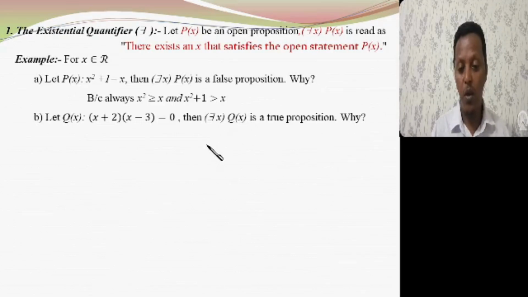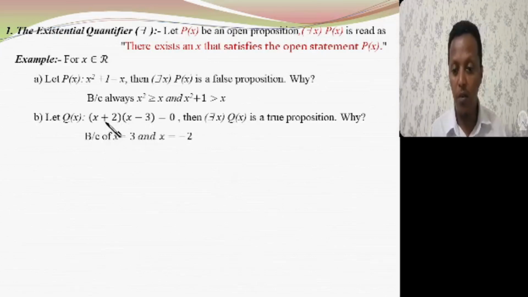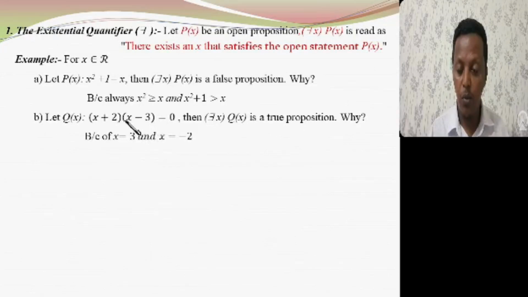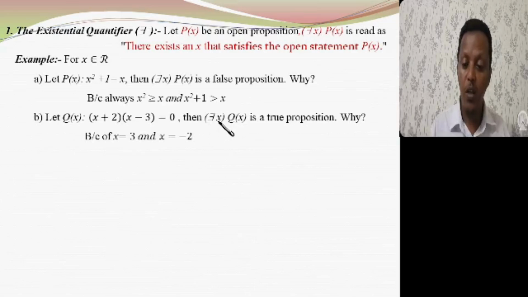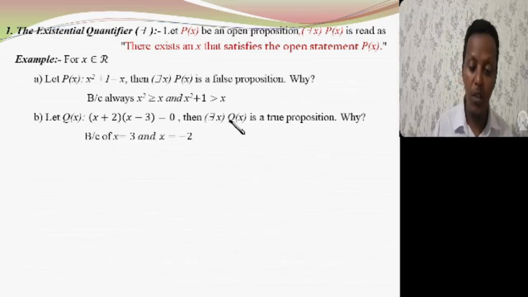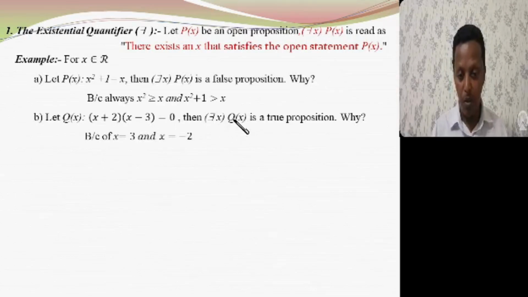We can get at least one real number that satisfies the property of Q. Not only one, we have two. If you insert negative 2 or 3, the property of Q will be satisfied. So there exists at least one real number that satisfies the property of Q is a true proposition. So we convert an open statement into a statement by attaching the existential quantifier to the given open statement Q.